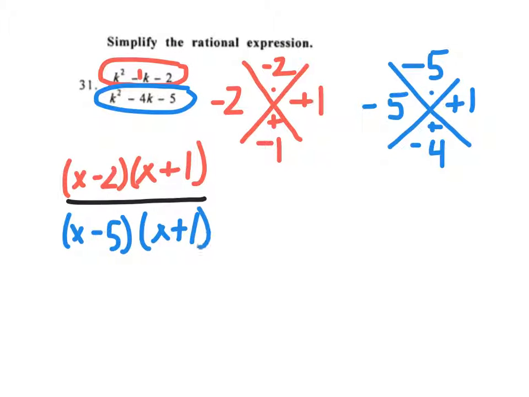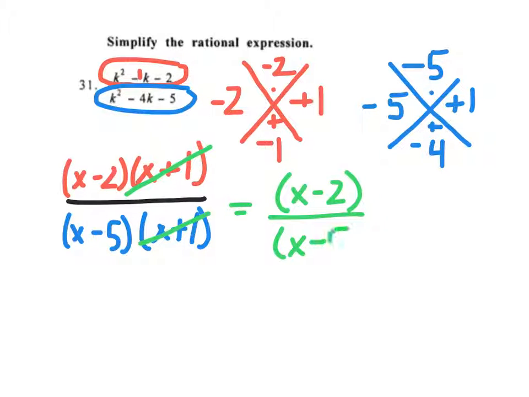Now remember, if there's anything on the top and the bottom that's the same, we can cancel it out. So in our case, it's x plus 1 and x plus 1. So my final answer would be x minus 2 over x minus 5.